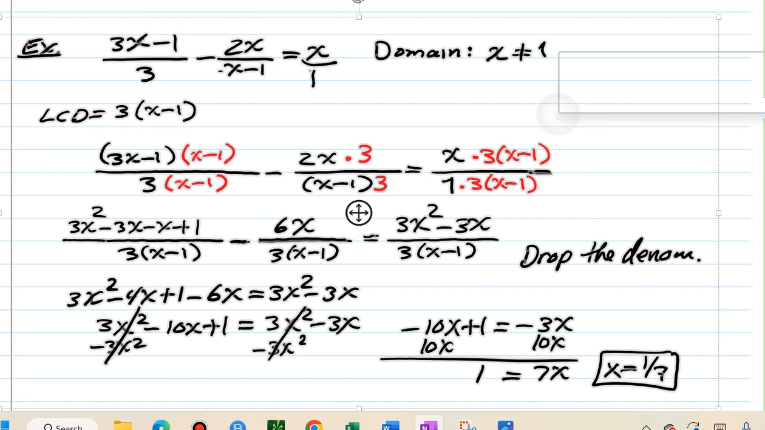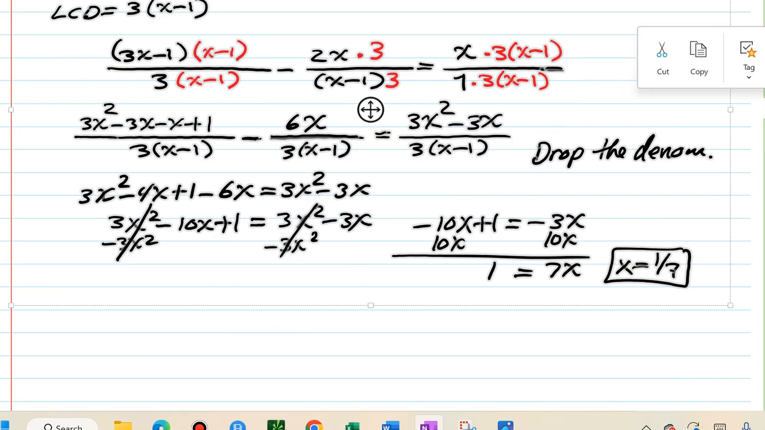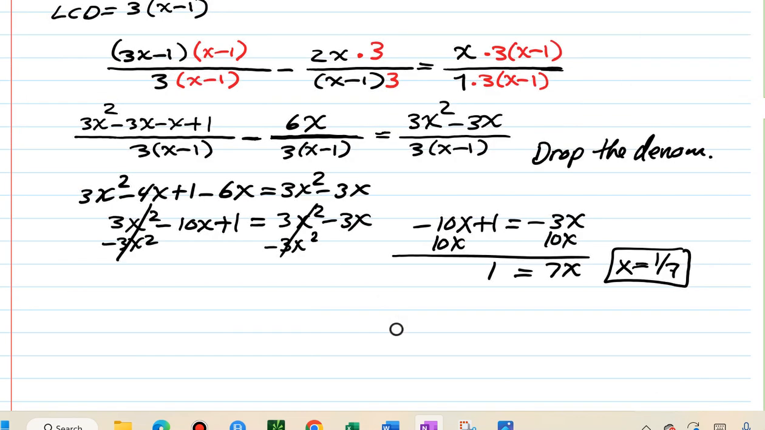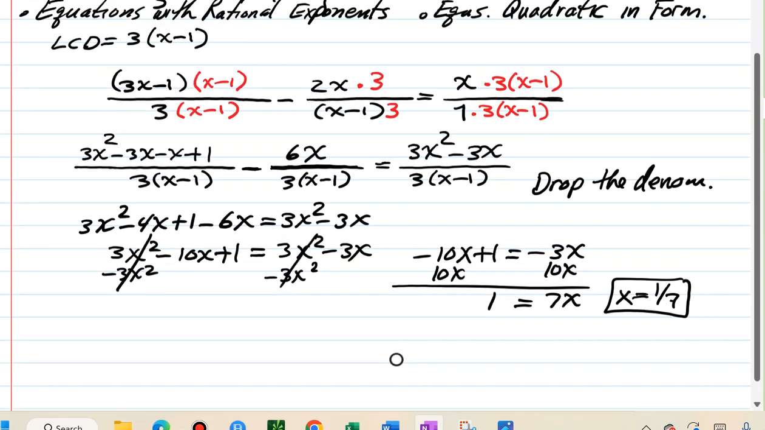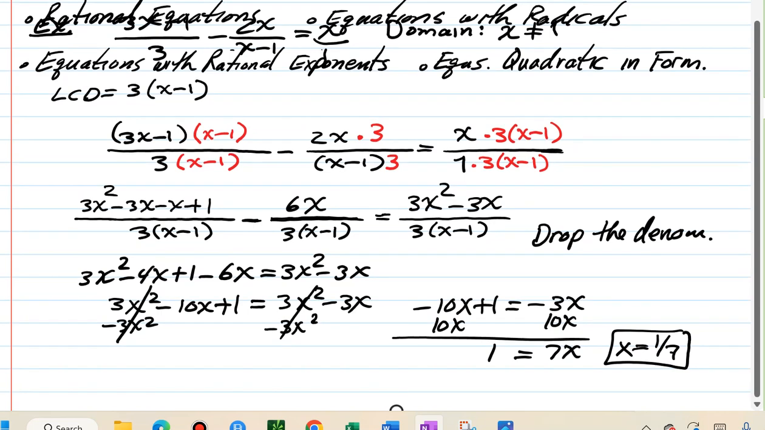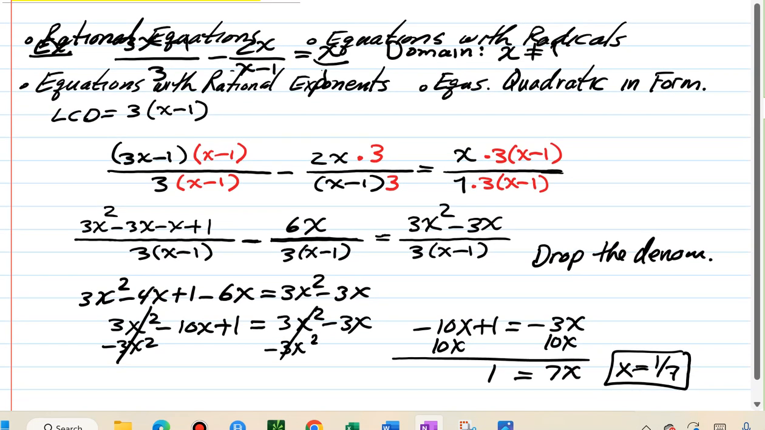Now, what if we solved and actually this turned out to be a 1? It didn't. But what if it ended up being what was not in the domain? Okay, in our domain, remember we said x cannot be 1. Oh, hold on, let me align things back on.